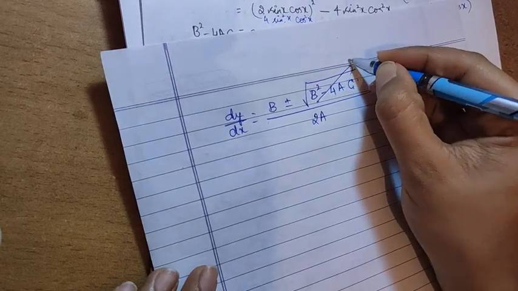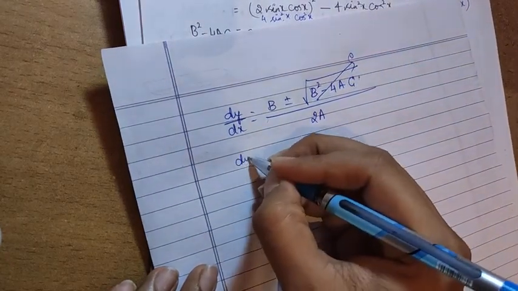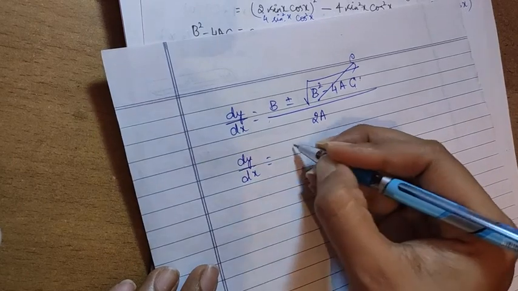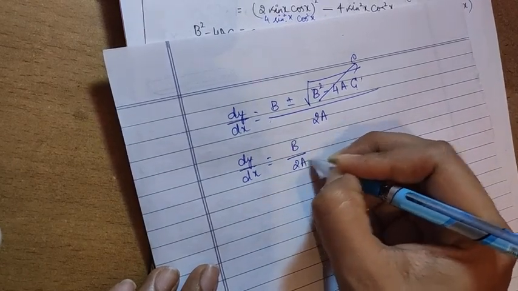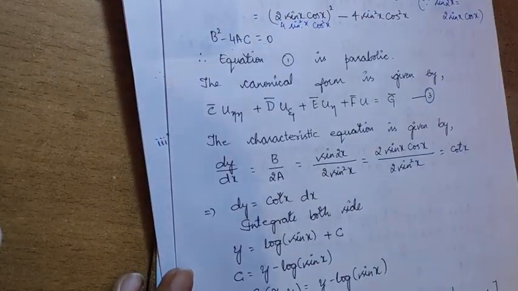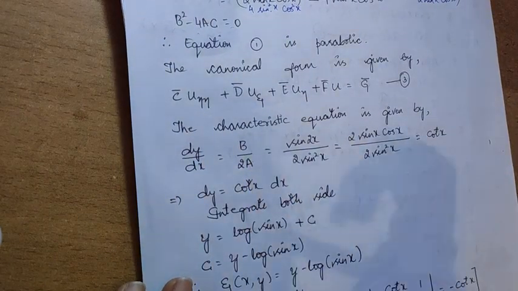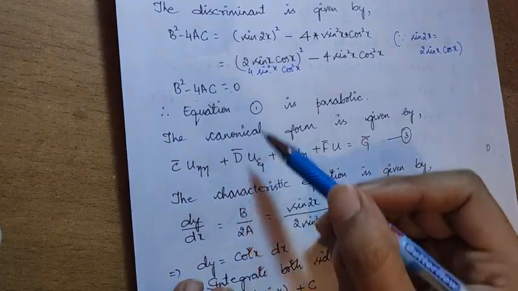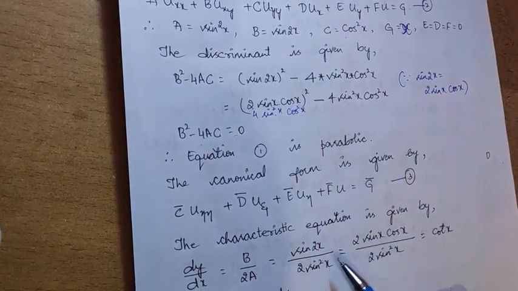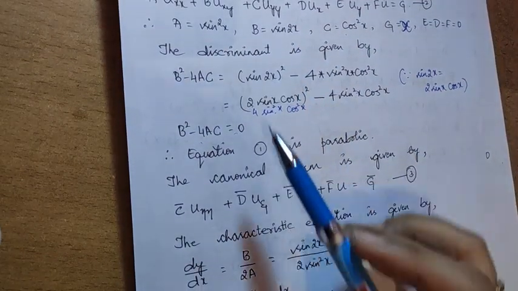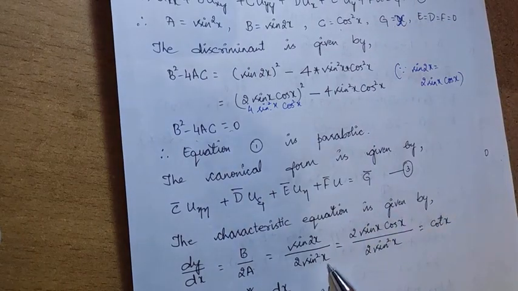So this whole term vanishes. So dy by dx will be b by 2a. Okay, so dy by dx is equal to b by 2a. That is equal to, the value of b is sin 2x, 2 as it is, the value of a is sin square x.